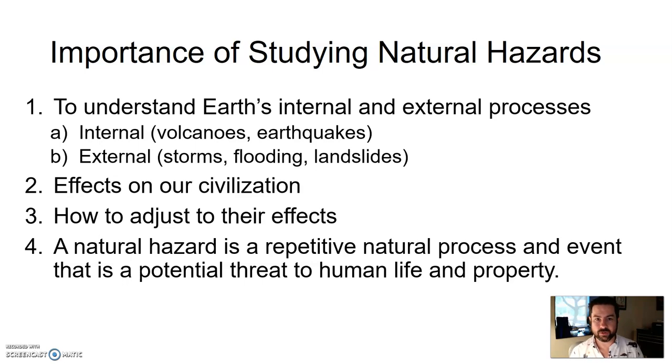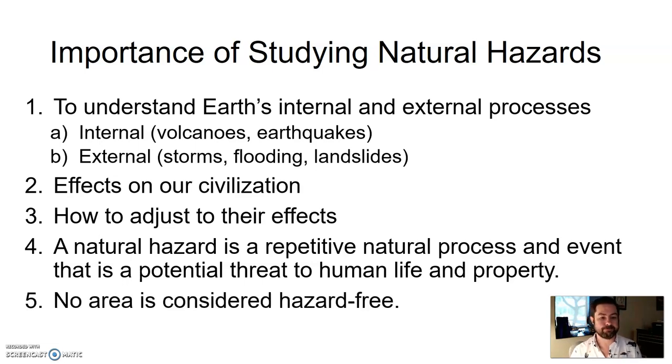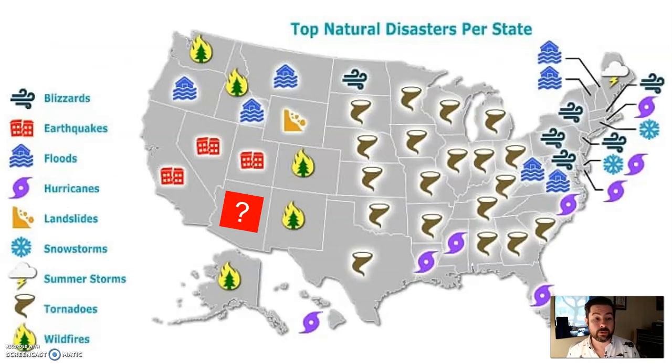And to understand that, natural hazards are going to happen. They are a repetitive natural process. These are a potential threat to human life and property. That's the definition of a natural hazard: a repetitive natural process, an event that is potentially a threat to human life and property. Some natural hazards are more hazardous to life. Some cause more economic damage. But in either case, there is some threat. No area of the world, and I say no area of the world, is considered hazard-free, including Arizona.